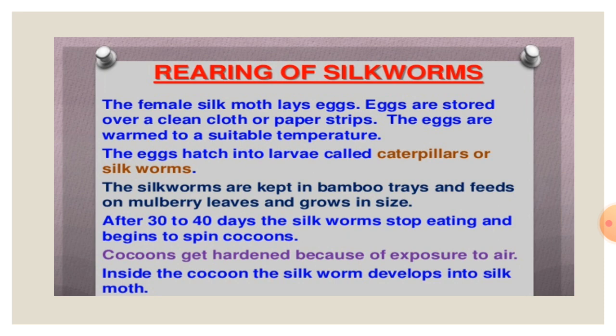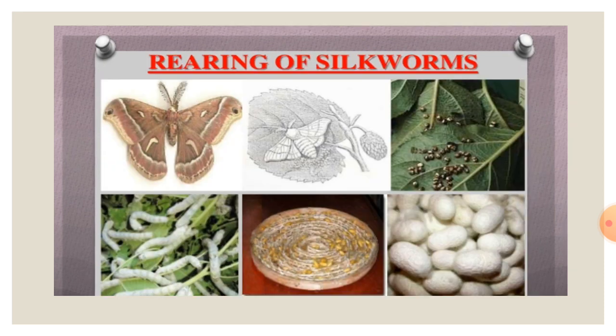They begin to spin the cocoons. Now, the cocoons get hardened because of exposure to air. It's made up of a protein and it gets hardened because of exposure to air. Then inside the cocoon, the silkworm develops into silk moth. This was the rearing of silkworms. See the picture. In this, they have shown the moth, the female, the larvae, the cocoon, all these.